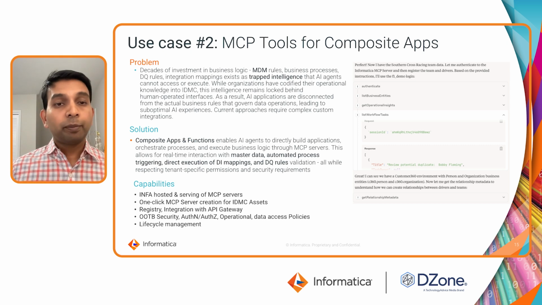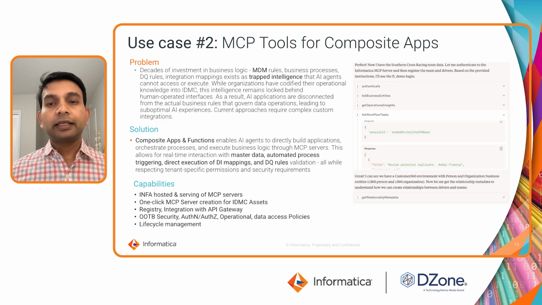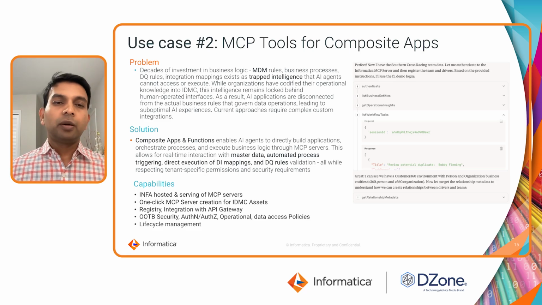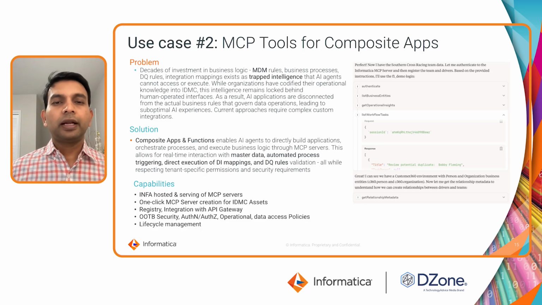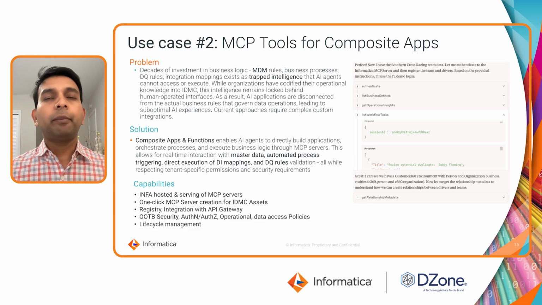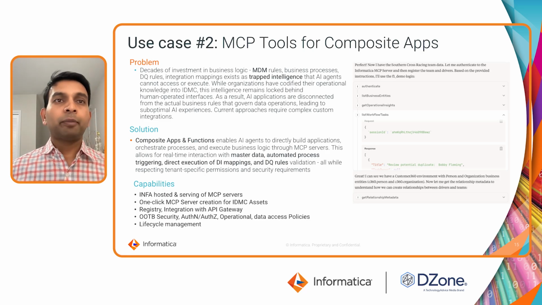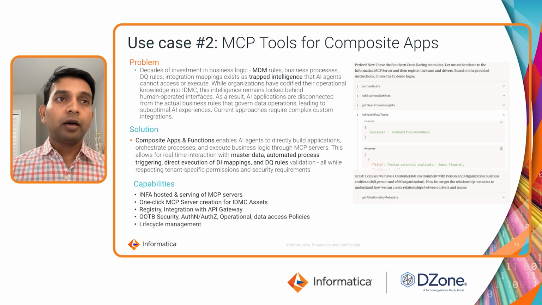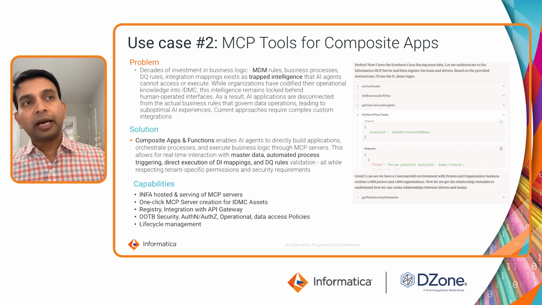Now, our composite app solution enables AI agents to directly build applications and orchestrate processes and execute this business logic using MCP servers. Agents can gain real-time interaction with master data, automated process triggering, and so on. And they can even execute DI mappings and data quality rule validations. Again, all this capability exists as part of Informatica hosted and served MCP servers, as well as customer managed Informatica servers.